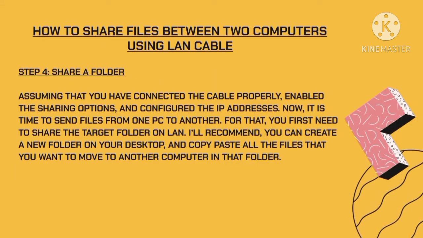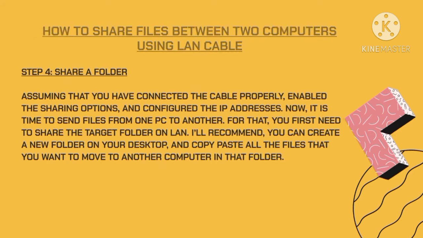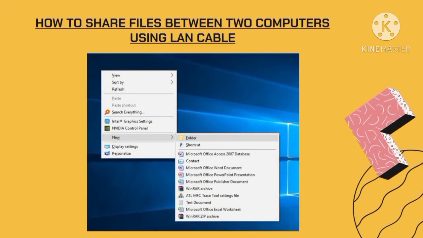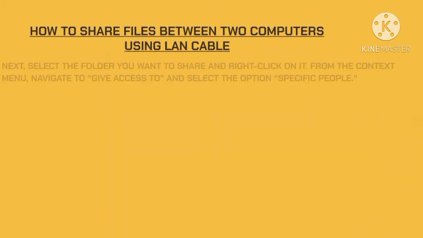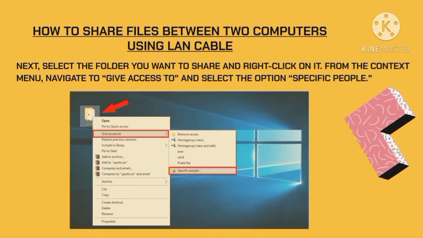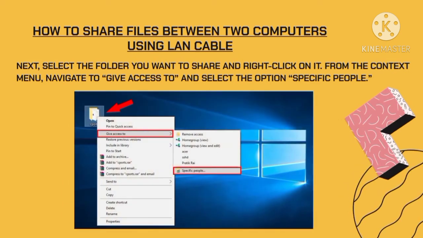Step 4. Share a folder. Assuming that you have connected the cable properly, enabled the sharing option and configured the IP address, now it is time to send files from one PC to another. Next, select the folder you want to share and right click on it. From the context menu, navigate to Give access to and select the option Specific people.